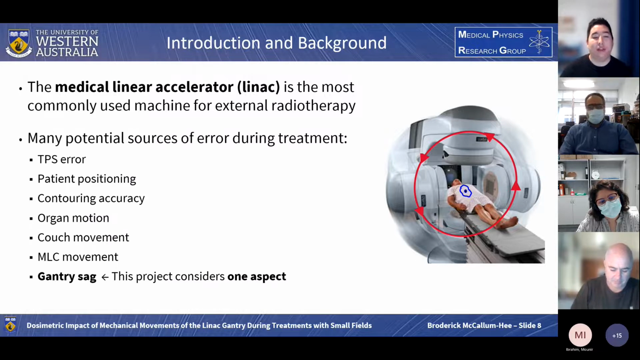There are many different potential sources of error during treatment, coming from things such as patient positioning, organ motion, couch movement, MLC movement, all the things listed here. But in particular, in this project, we really wanted to focus on the impacts of gantry sag.